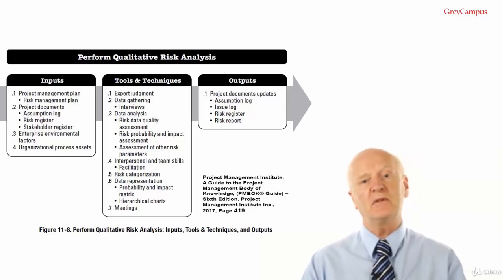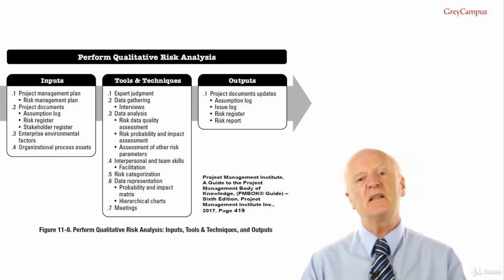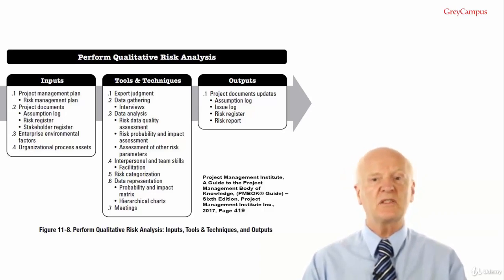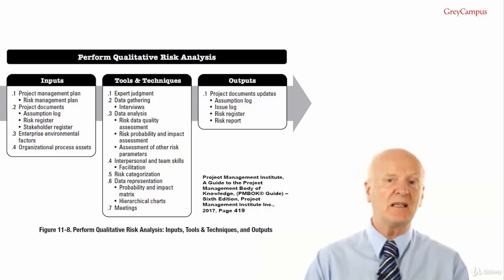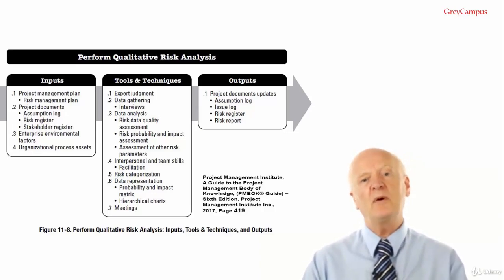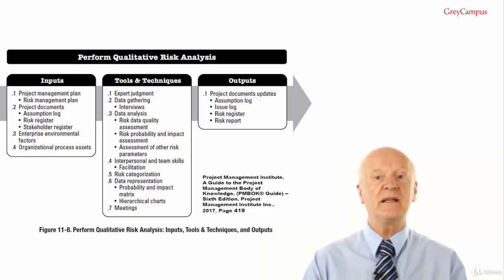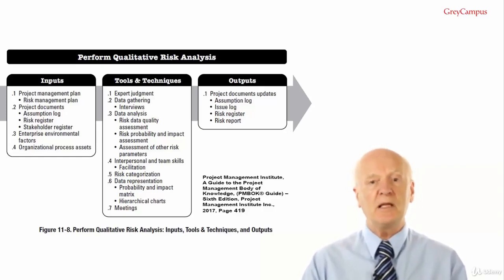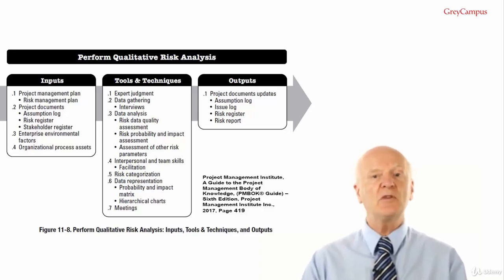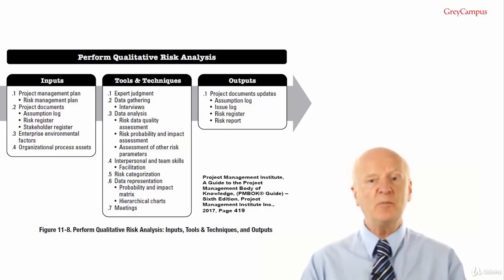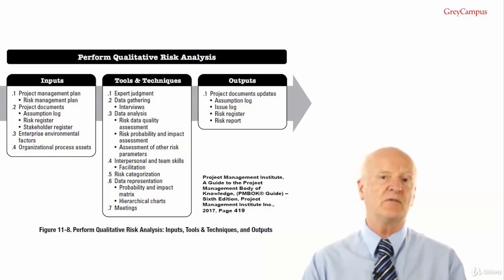Assessment of other risk parameters. The project team may consider other characteristics of risks in addition to probability and impact when prioritising individual project risks for further analysis and action. These characteristics appear on the exam from time to time. So there's urgency, which is the period of time within which a response to the risk is to be implemented in order for it to be effective.